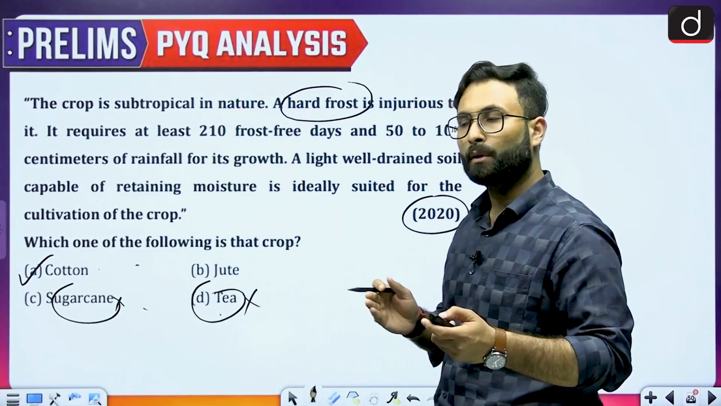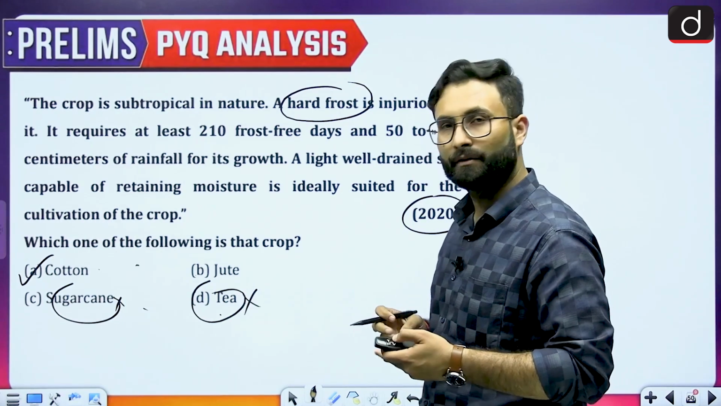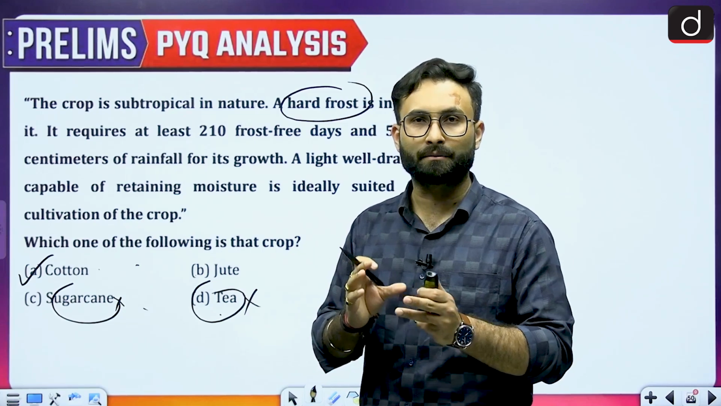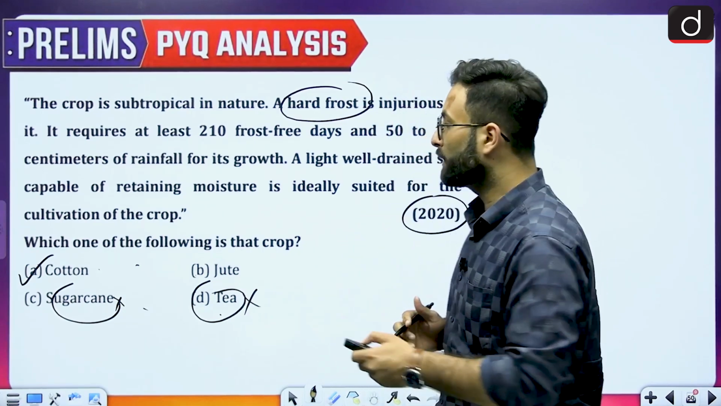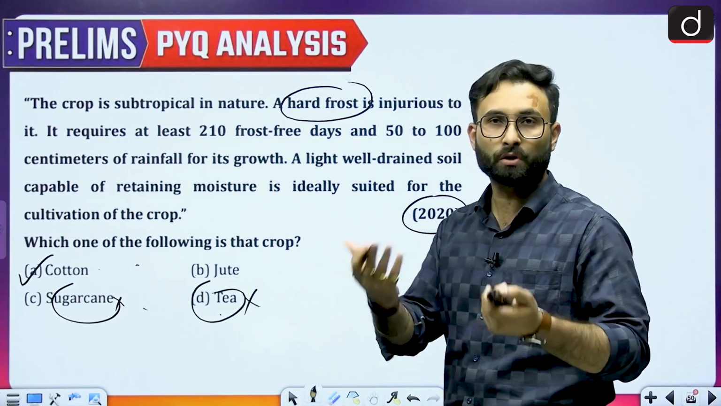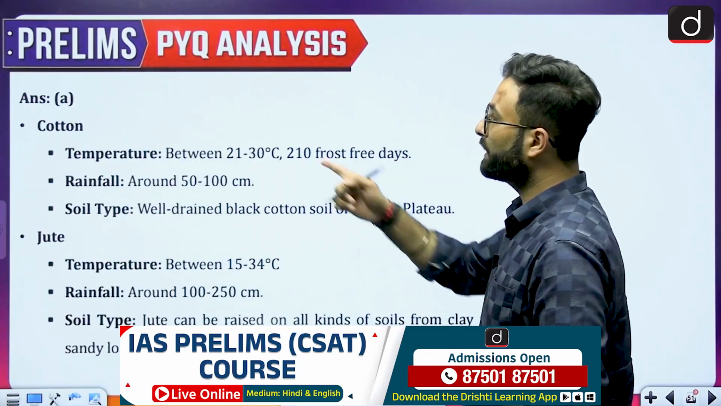And when we talk about the other crops like wheat and rice, rice is quite a favorite for that. So sugarcane, tea, rice, cotton, these are the crops which are asked again and again, which you should give more attention to. Now let's see the cotton.